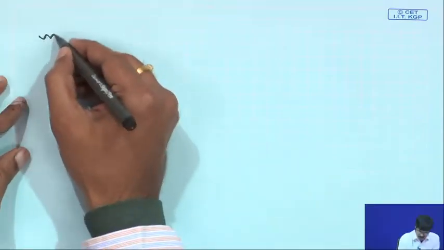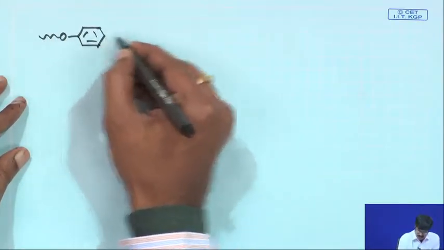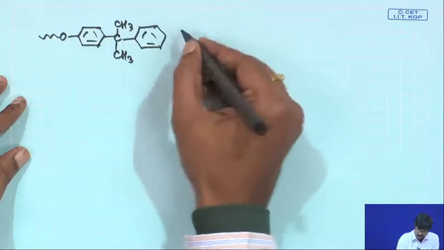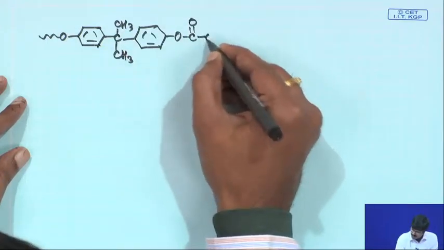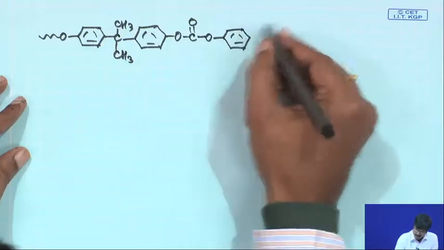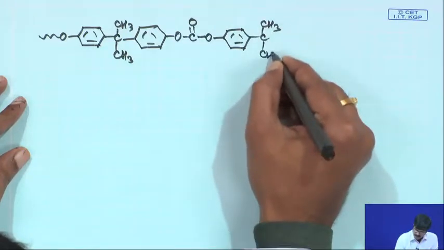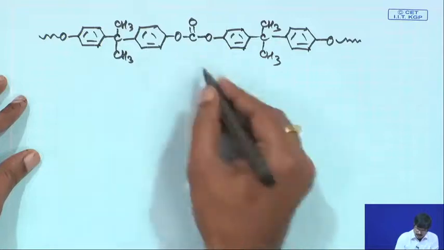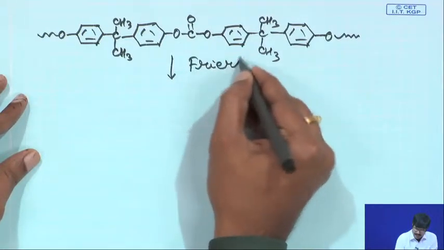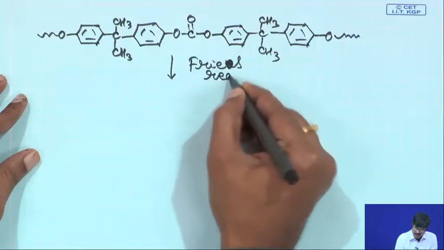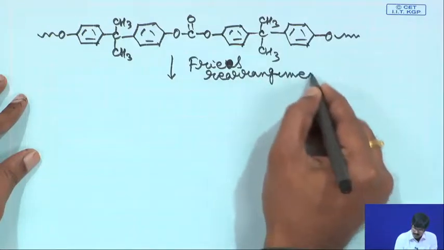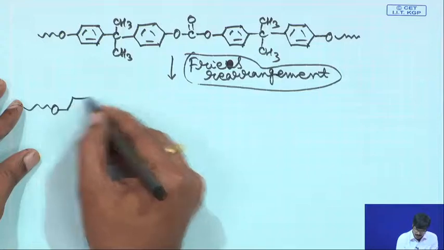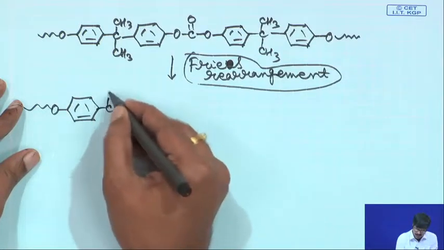So, basically you have your bisphenol A polycarbonate, it can undergo what you call a Fries rearrangement at this high temperature, and the product is something like this. It is a cross linked material.